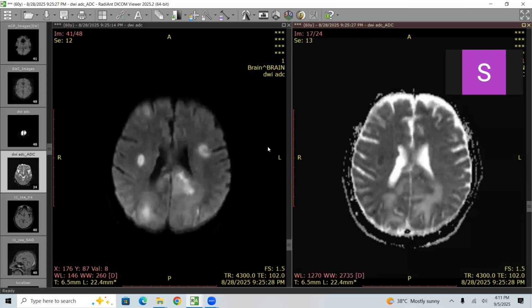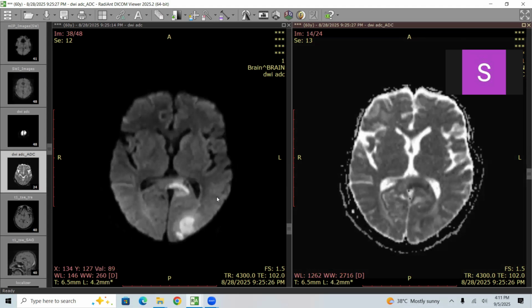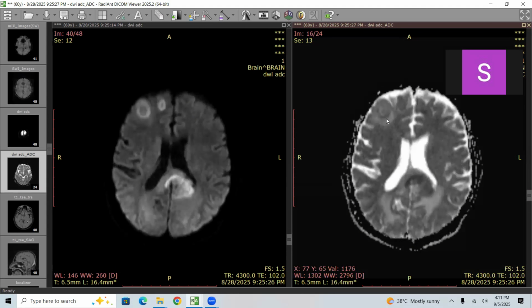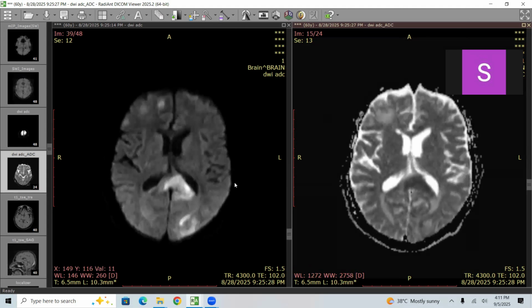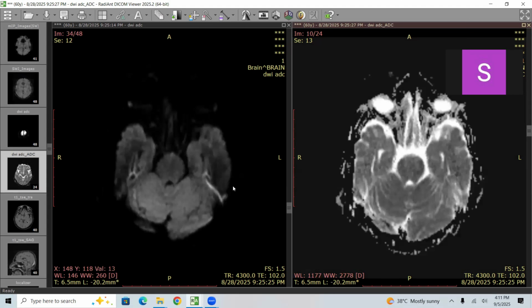What kind of diffusion restriction is this? Can you further characterize? I agree there is diffusion restriction, but where exactly? In the region of the splenium of corpus callosum, but less in the remaining lesions. There is predominantly peripheral diffusion restriction, a peripheral ring. Could these lesions be abscesses?